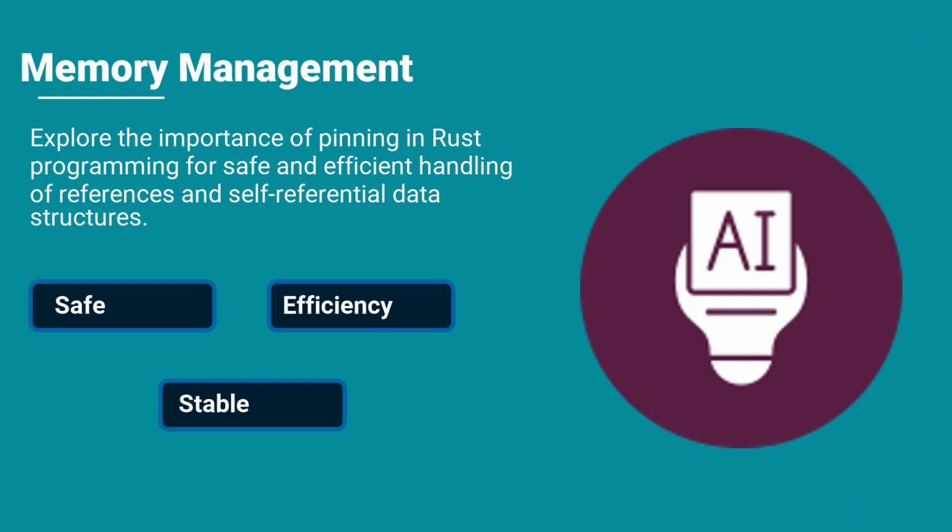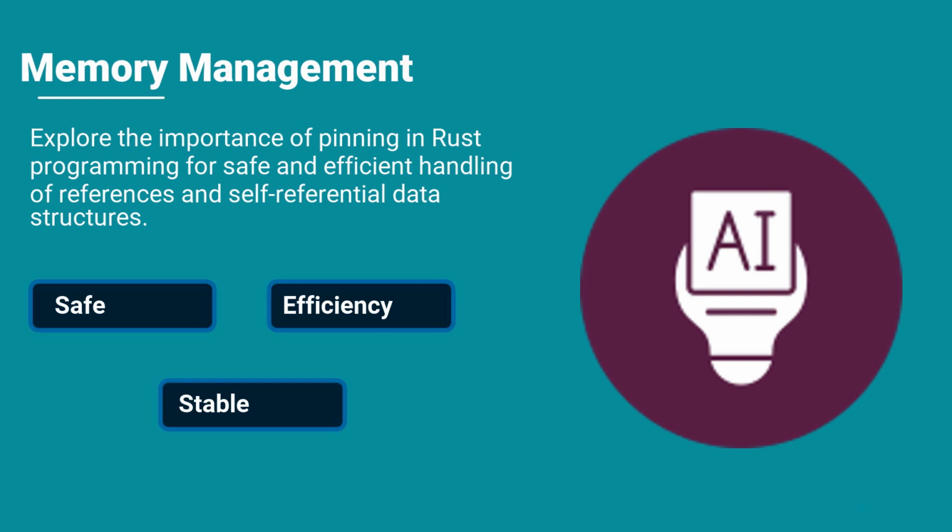Pinning in Rust is a crucial feature for safely handling references in scenarios where the memory address needs to remain constant. Today, we will dive into the concept of pinning, how it works, and when to use it in Rust programming. So far, we learned about self-referential structs in Rust, their significance in managing complex data structures, and the challenges posed by Rust's borrow checker.